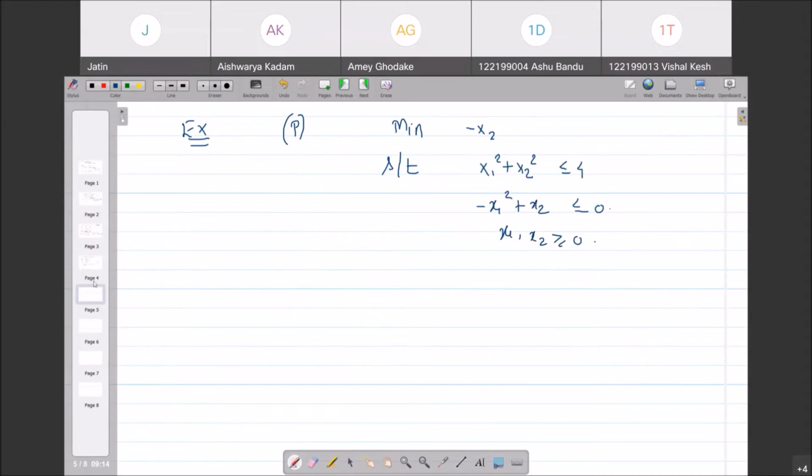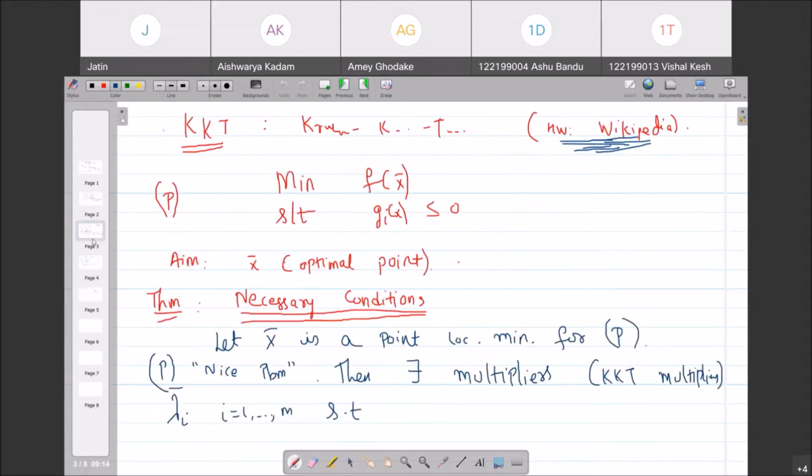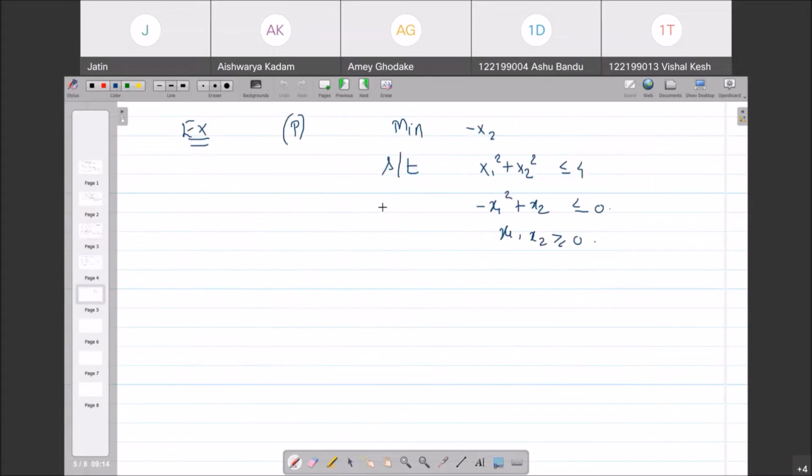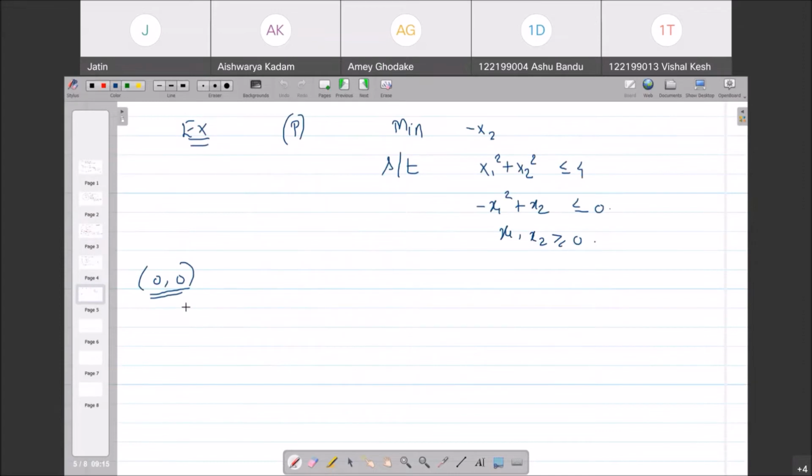So I'm giving you the counterexample. What I have said is, if you have a point that satisfies these four conditions, then that point need not be an optimal point. So here for this problem, we will see that (0, 0) satisfies all four conditions, but it is not the optimal point. Why is it not an optimal point?